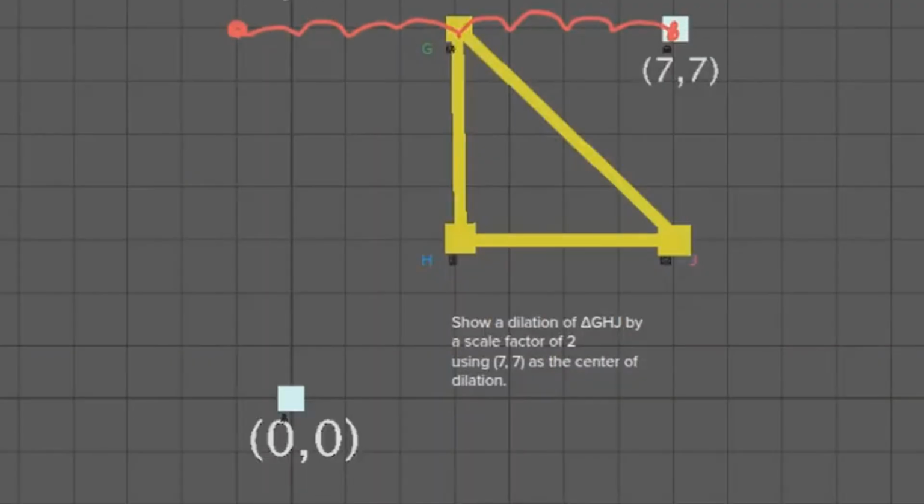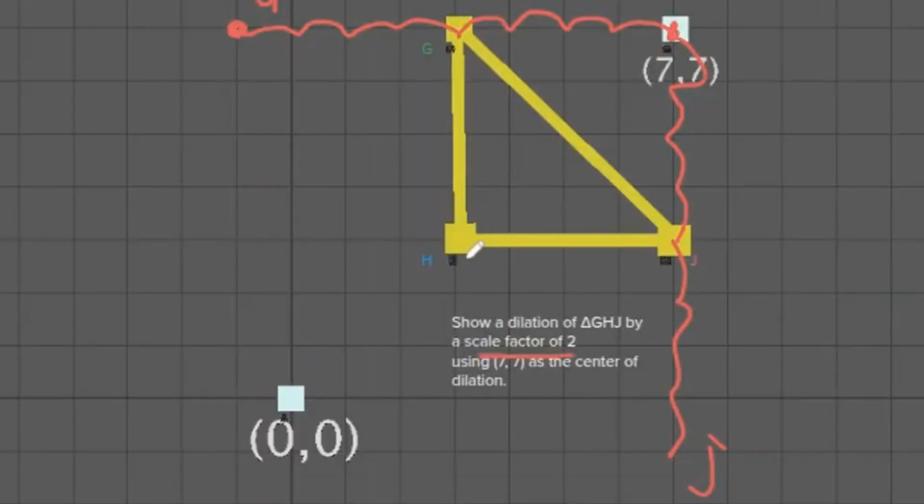Okay, and make sure to add the prime sign. And we just have to do that with J too. So 1, 2, 3, 4. We got J. Now we have to multiply it by 2 because the scale factor is 2. We already did it once, so we just do it one more time. 1, 2, 3, 4. And we got J prime.